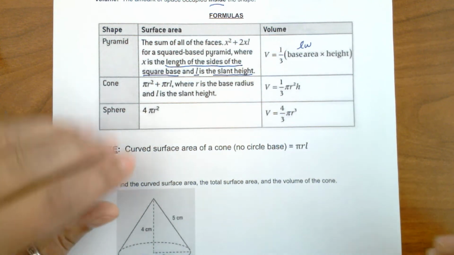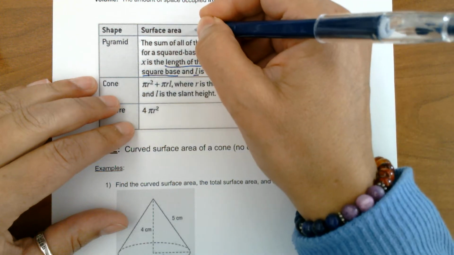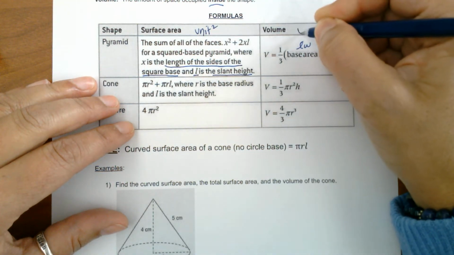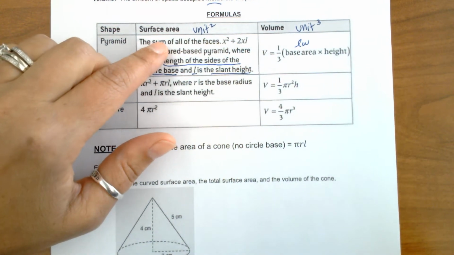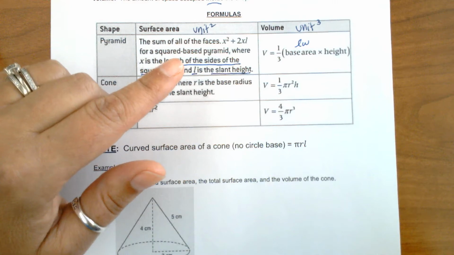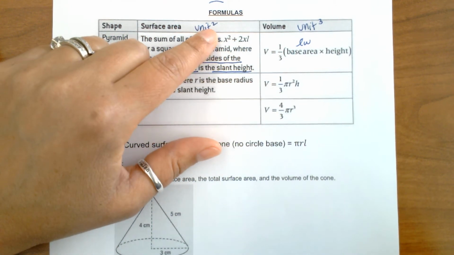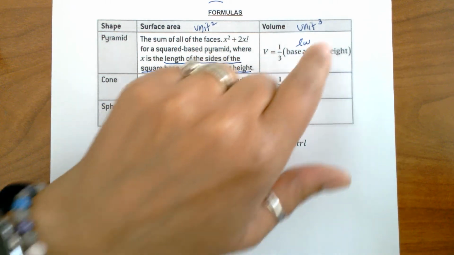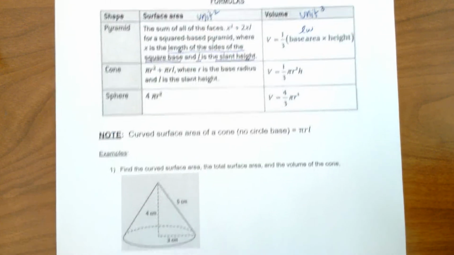Now, when we're writing these out, remember, you're going to have to remember units. When we talk about surface area, our units are going to be squared. When we talk about volume, our units are going to be cubed. And in surface area, remember, it's just the outside, so we're just dealing in 2 dimensions. So that's why it's squared. Once we bring in volume, we're bringing in the inside. We're bringing in another dimension, which is why it's cubed. So here we're working in 2, here we're working in 3.